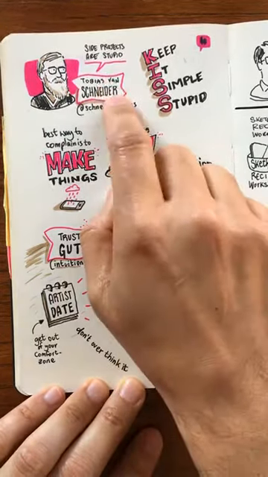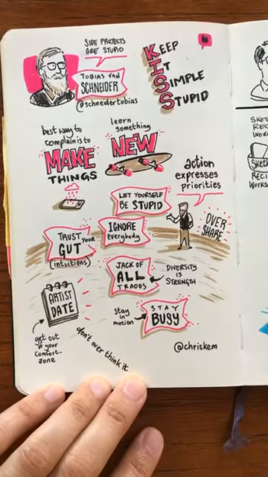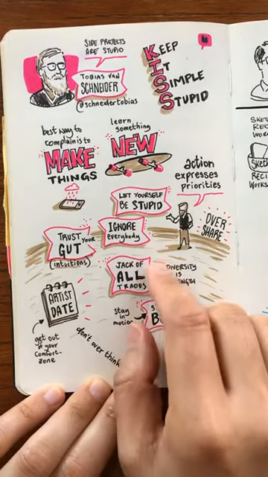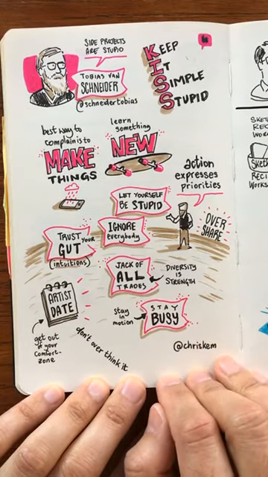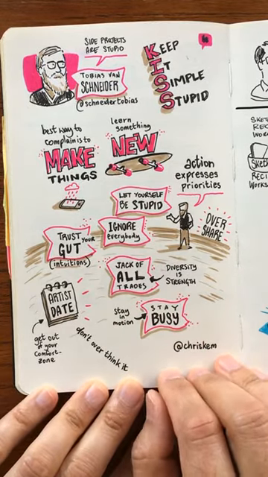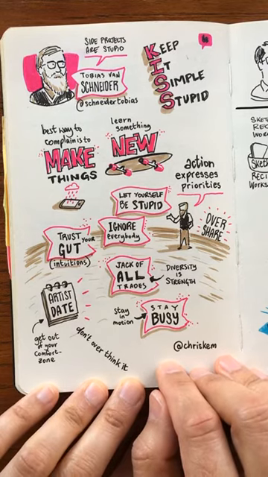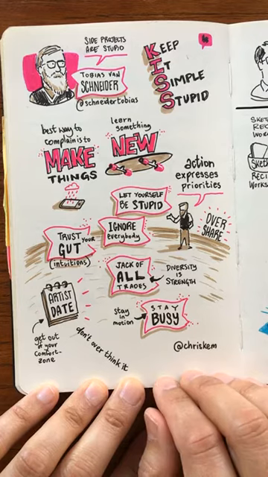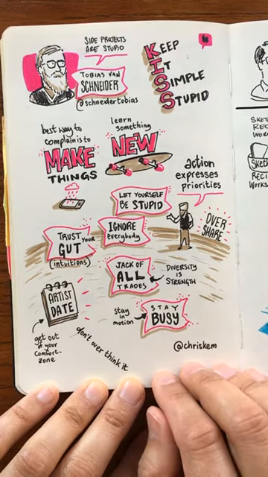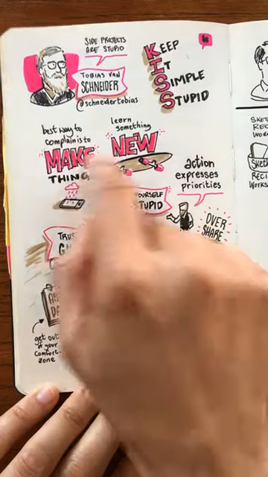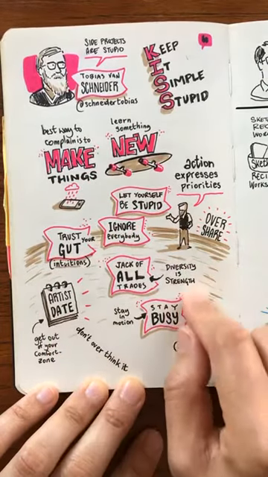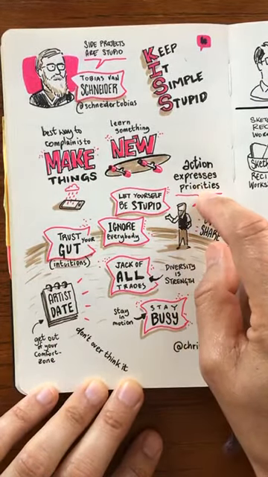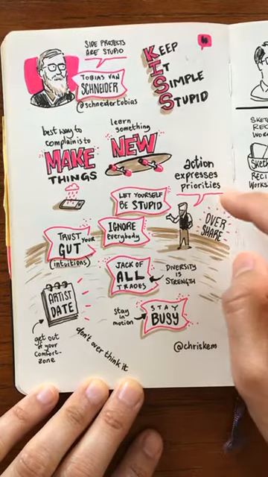Now I remember Tobias, yes. He was the final speaker on that day. Very inspiring. If you're familiar with Casey Neistat, his talk really reminded me a lot of Casey Neistat and his approach to life and art. Great takeaways. Best way to complain is to make things. Learn something new. Action expresses priorities. This was something that really rang true for me.